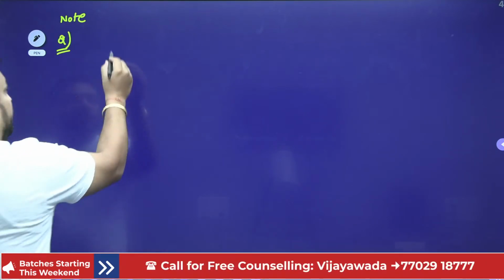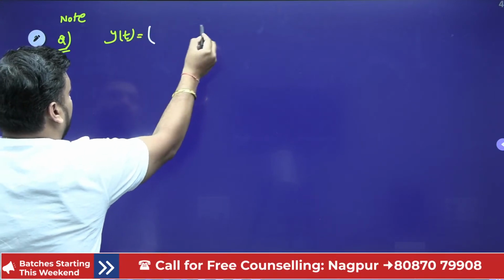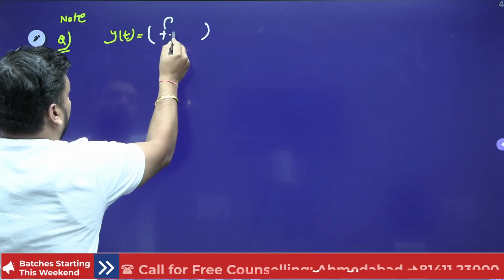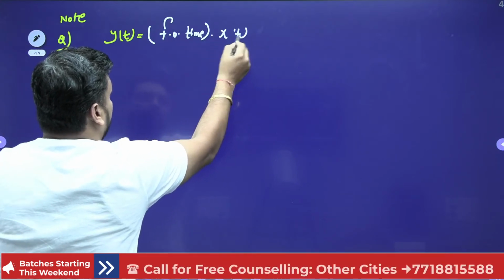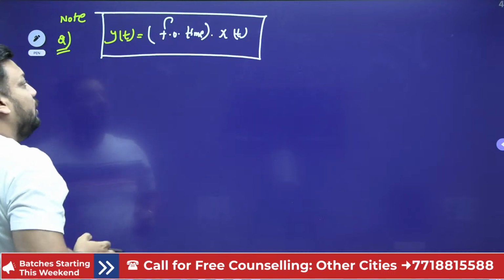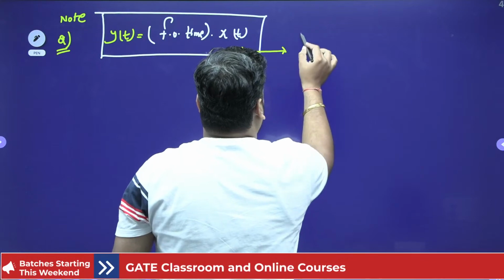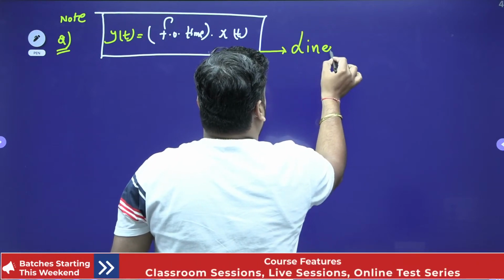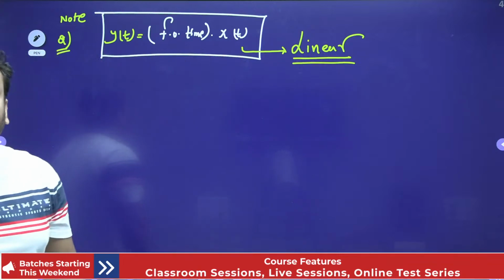If the system equation is like that, y(t) equals a function of time, here I am writing f(t), function of time, into x(t). If any function of time is multiplied with x(t), it will make the system always linear.